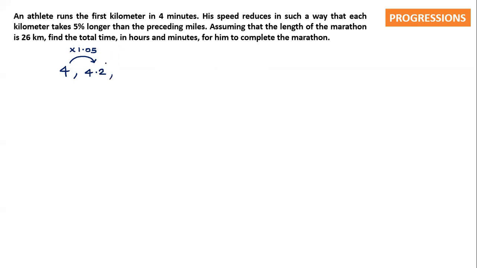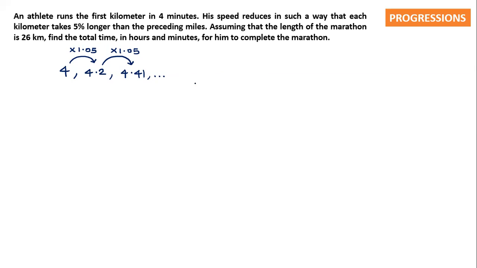If you want to check the third term, the idea is the same: you multiply by 1.05. Using a calculator, 4.2 times 1.05 gives 4.41. Hope you understand this is a progression.